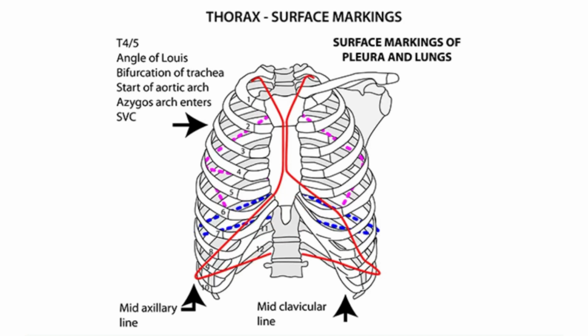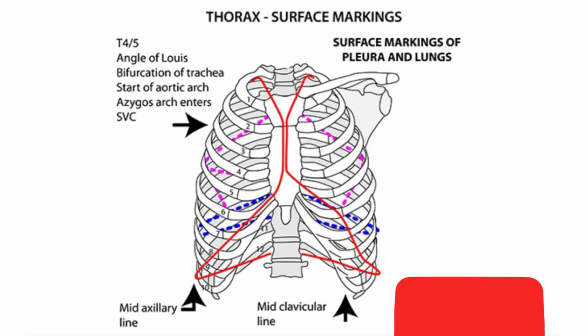Now let's talk about the horizontal fissure. Remember that the horizontal fissure is only present on the right lung. So this surface marking can be joined by the fourth costal cartilage to the fifth rib at the mid axillary line.